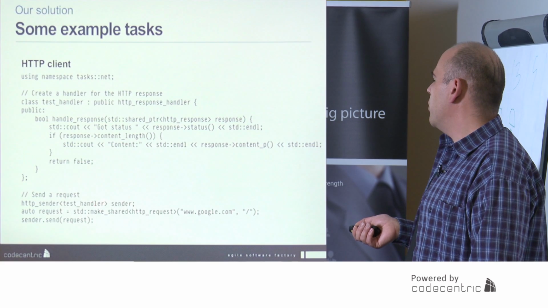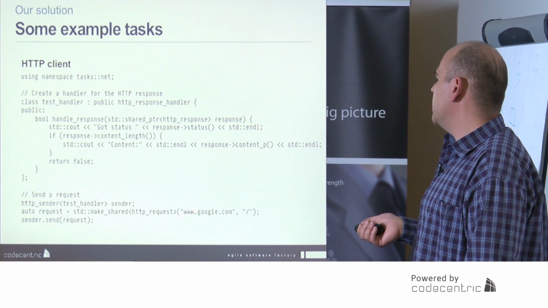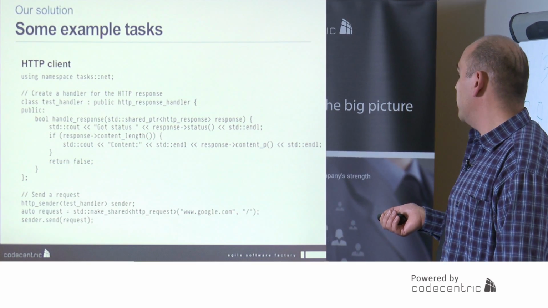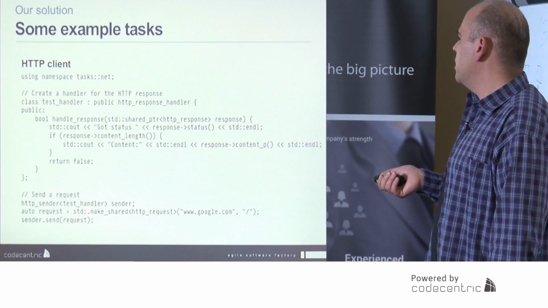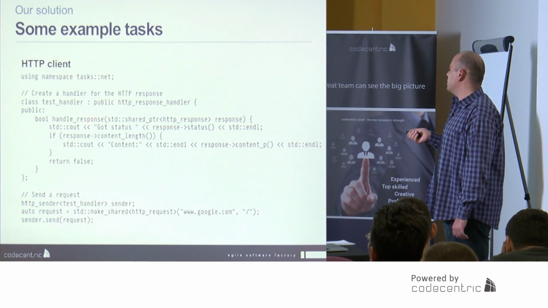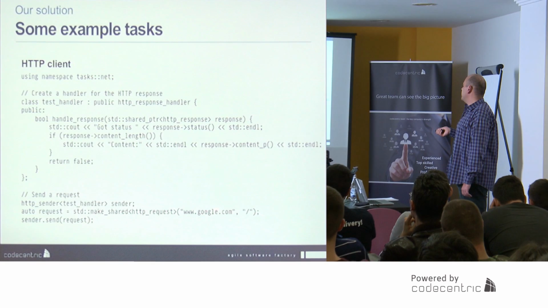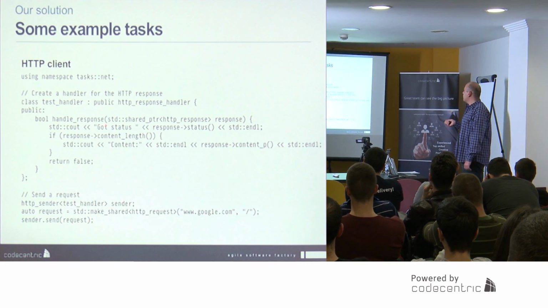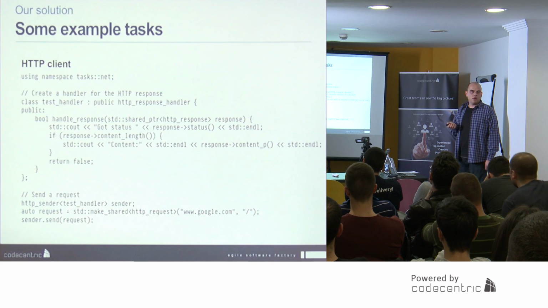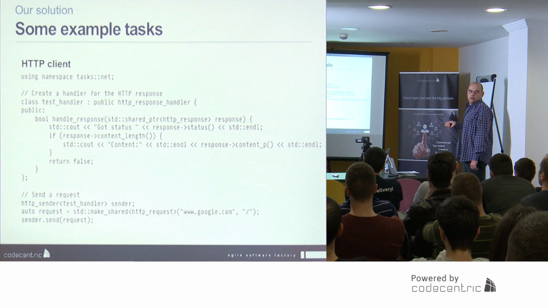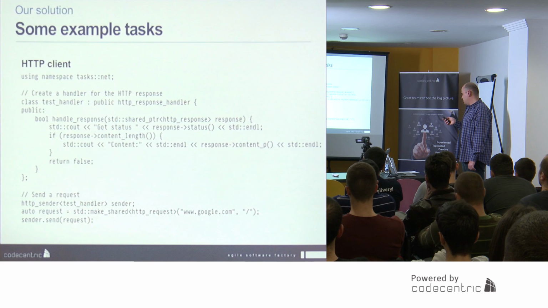And this is how we make a simple HTTP request towards Google. We have a sender, we have our templated test handler, that's this one here, then we create a request, and then we send. When the response comes, this gets called, so you can do anything you like with the data. What's important to say is that this does not block. The execution of the current context thread continues.